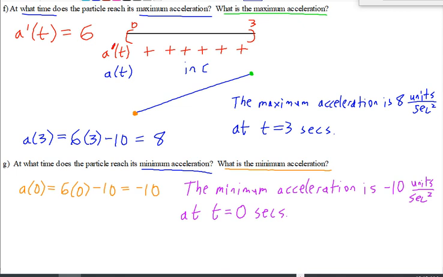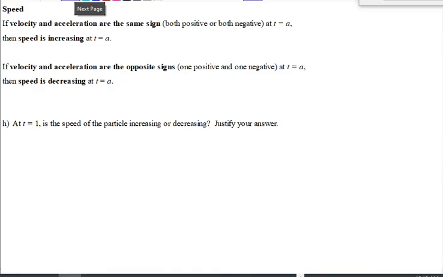And finally on this problem, just a refresher on speed here. Speed, remember, is defined as the absolute value of velocity. It can never be negative. But oftentimes you're asked about speed being increasing or decreasing. And it's not quite as simple as velocity increasing or decreasing. If you want to know if velocity is increasing or decreasing, you just look at the acceleration, its derivative being positive or negative. If acceleration is positive, velocity is increasing. If acceleration is negative, velocity is decreasing. Speed is not quite so simple. You need to know both velocity and acceleration.